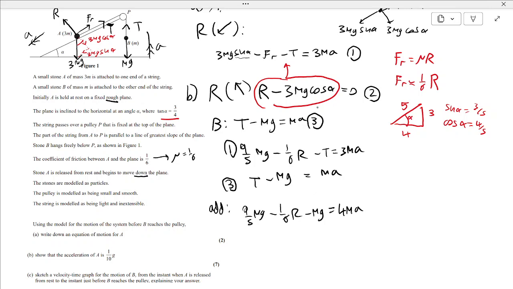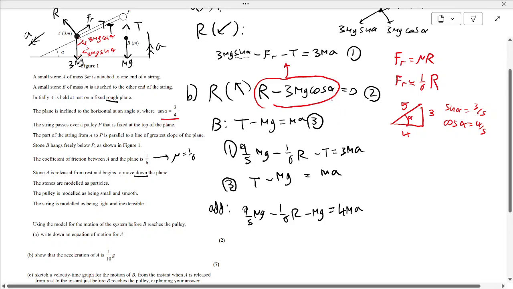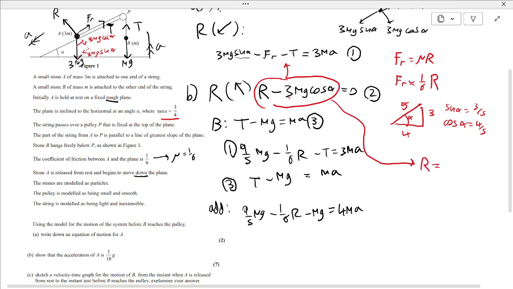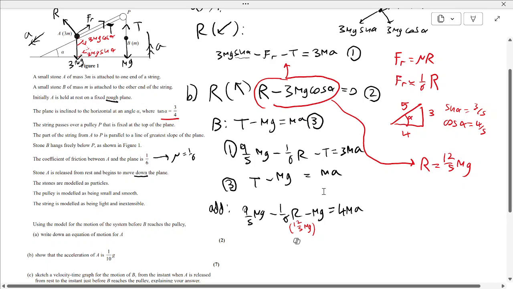And then I did say the second equation, you are going to want to substitute in here. So you usually get a nice expression for R. In this case, it's 3mg cos alpha. Cos alpha is 4/5, so 3 times 4/5 is 12/5. R equals 12/5 mg. I'm just going to put that straight in here. So this equation, the left side, everything is a multiple of mg.